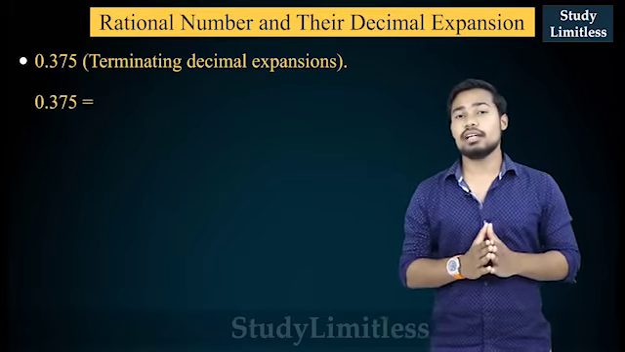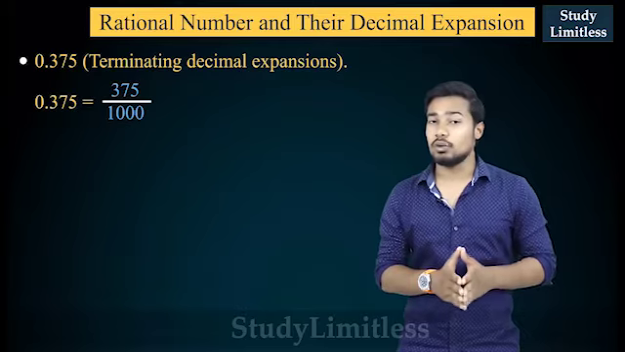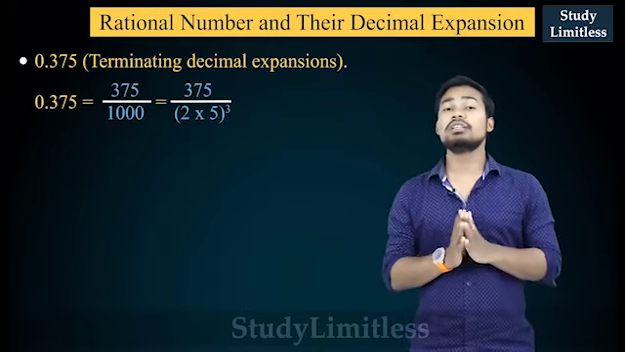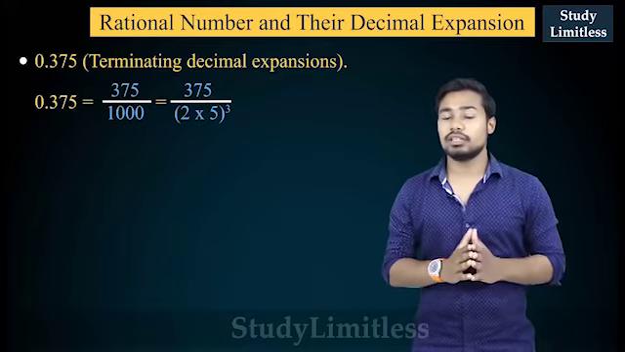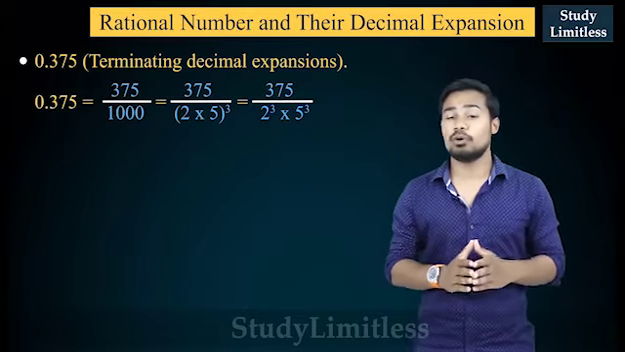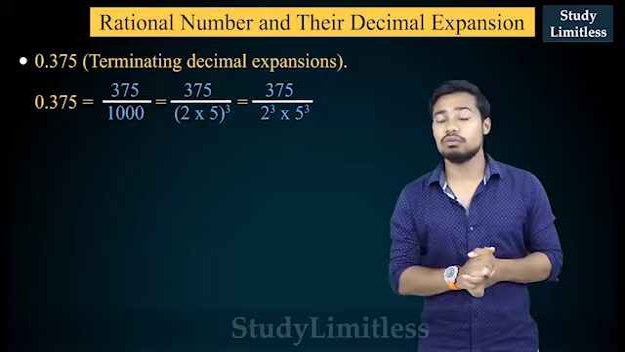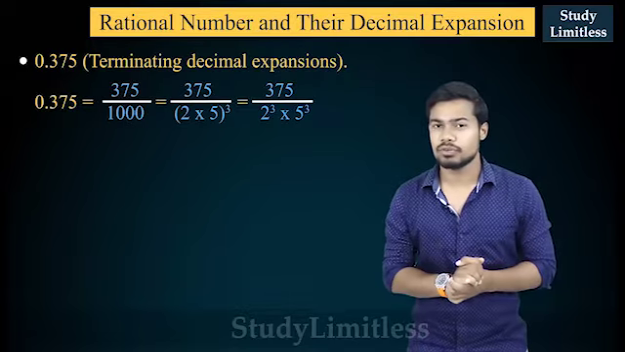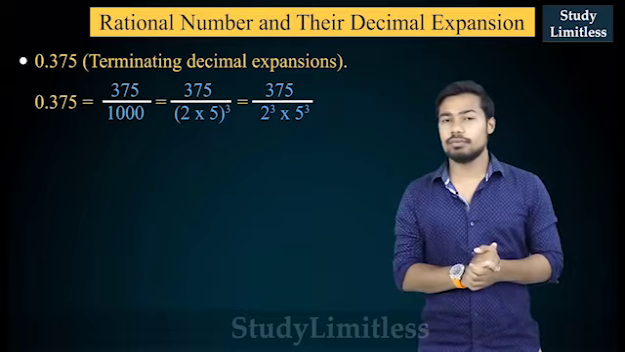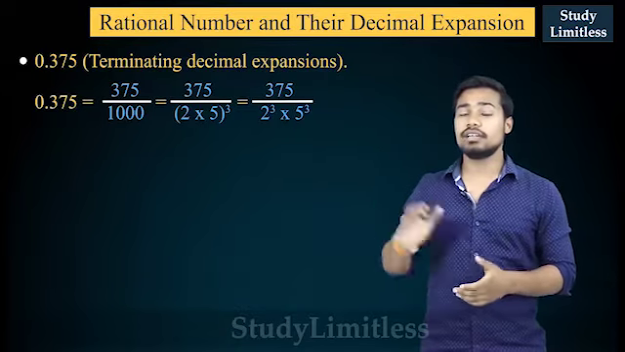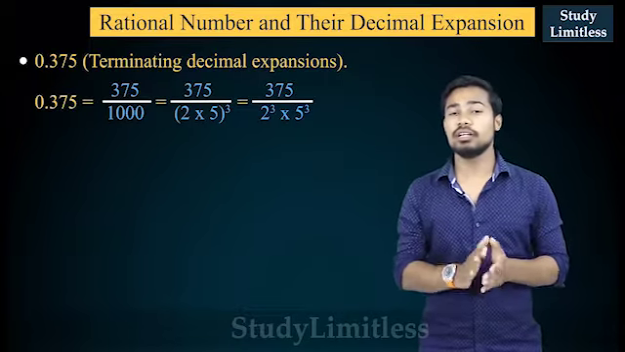0.375 can also be written as 375 upon 1000. It is equal to 375 upon 2 into 5 to the power 3. That is equal to 375 upon 2 to the power 3 into 5 to the power 3. So here we can see how this 0.375 is represented as 375 upon 2 to the power 3 into 5 to the power 3.